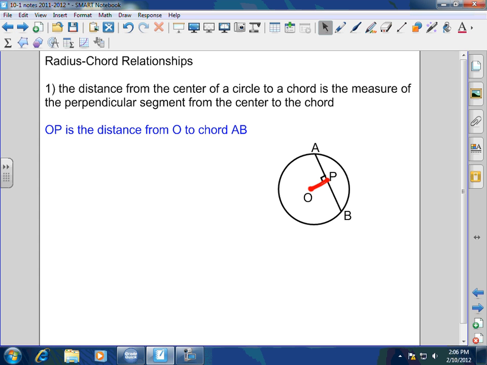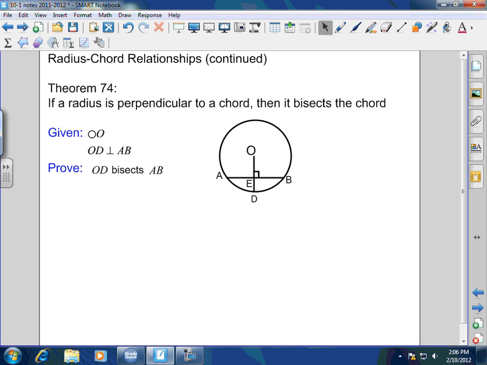Now, knowing that, yes, you're 100% right. If you're given circle O, and they tell you that OD is perpendicular to AB, well, then this is easy to prove that OD bisects AB. OA and OB are congruent because all radii of the same circle are congruent. Reflexive property here is OE.